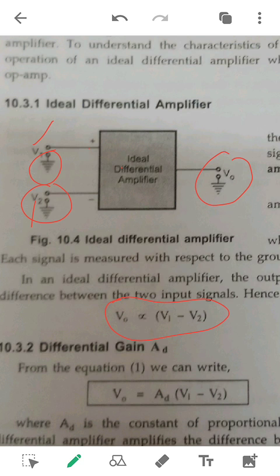There is one more term called the differential gain, given by AD, and the equation is V0 equal to AD times (V1 minus V2). What is differential gain? It is the gain with which the differential amplifier amplifies the difference between the two input signals, and this gain is called the differential gain, AD. That is given by this parameter AD. The difference between the two inputs is generally called a difference voltage.